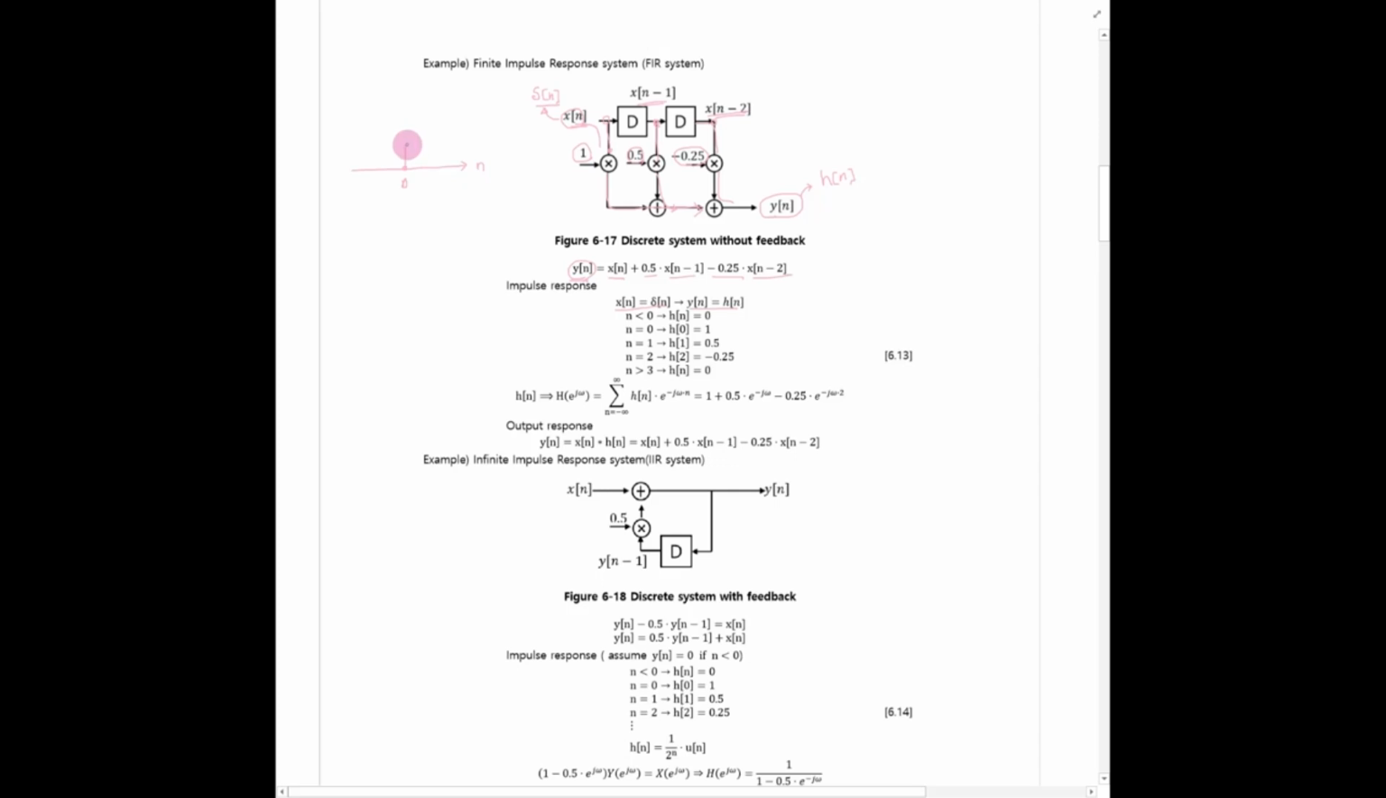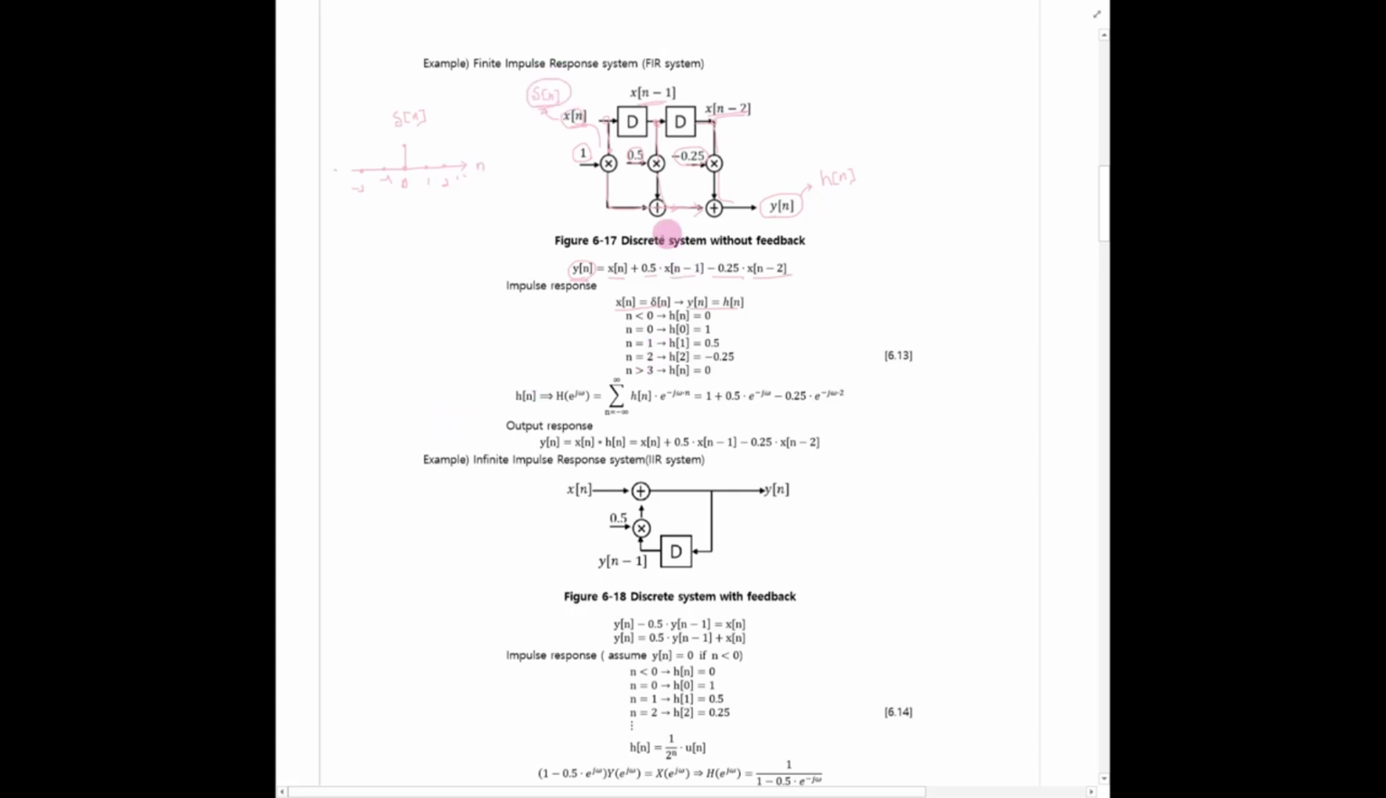Okay, I would like to plot the impulse input. If n is -1, -2, whatever, everything is 0. And 1, 2 are also 0, like that. This is the input impulse.